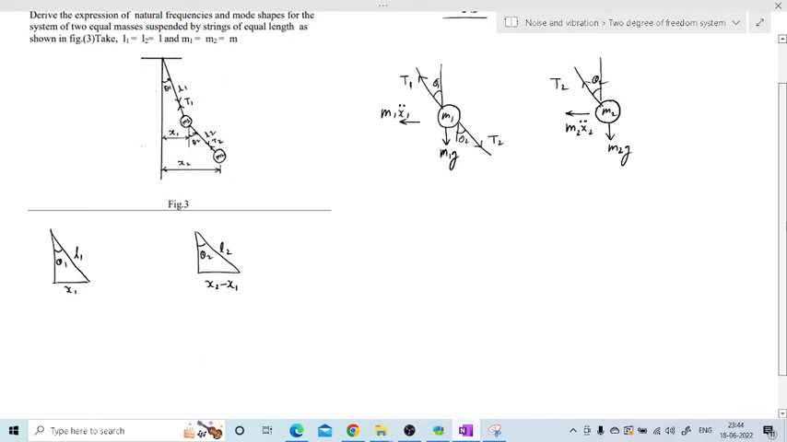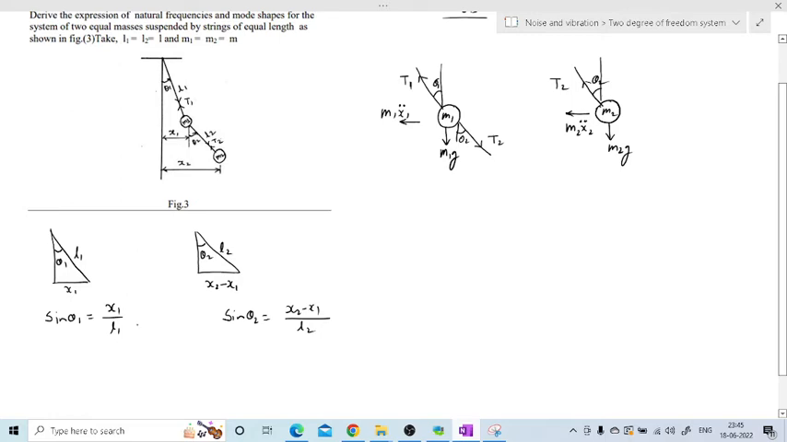So here I will write the relation. For that, take the sine theta. Sine theta 1 will be equal to opposite x1 divided by hypotenuse L1, so sine theta 1 is x1 by L1. Similarly, write here sine theta 2. Sine theta 2 will be opposite x2 minus x1 divided by L2. So this is the sine of these angles from these two triangles.